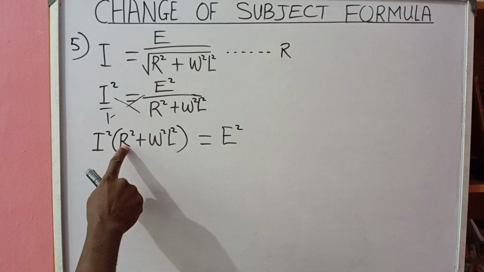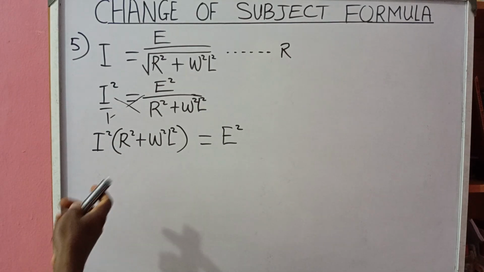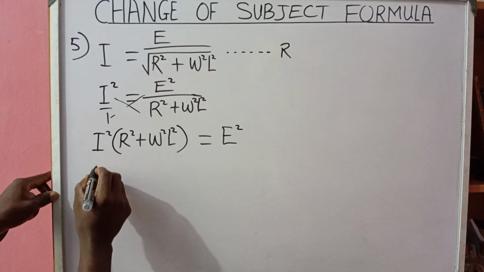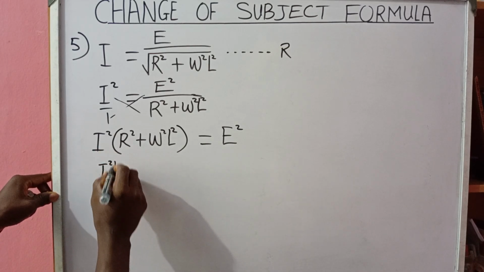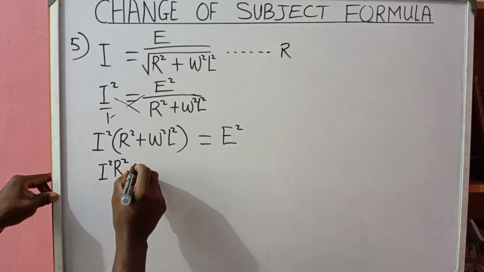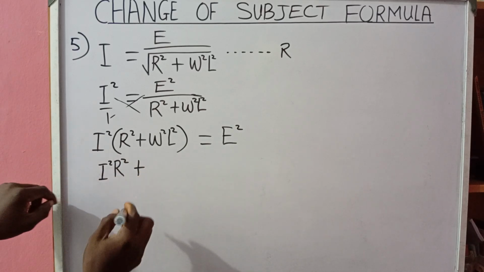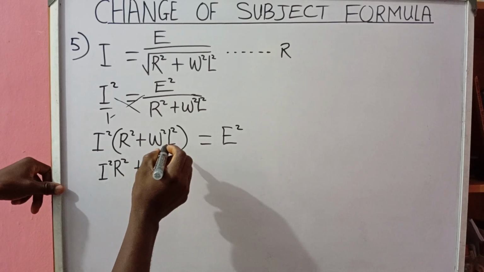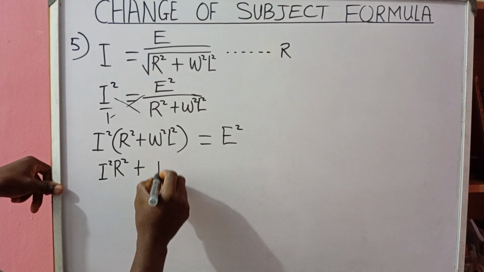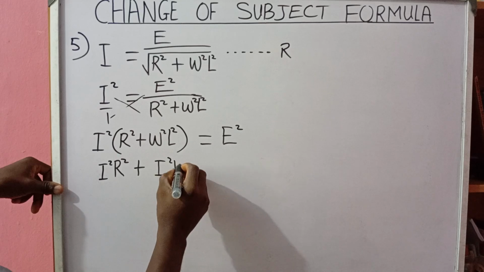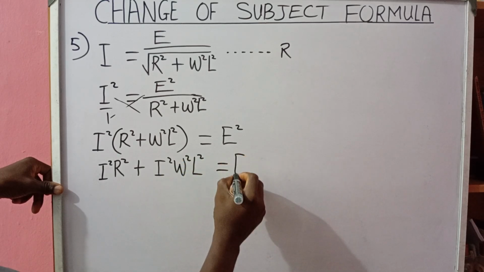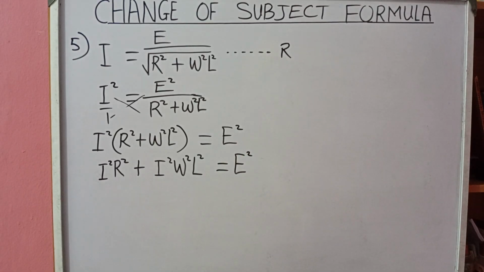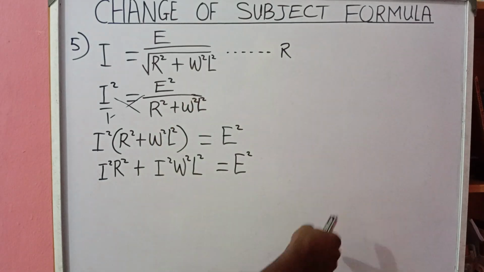The next thing we have to do is to open the brackets. What we are looking for is R. We are making R the subject of the formula, so we have to bring it out of the bracket. So that will now be I squared times R squared, which gives I squared R squared, plus I squared multiply W squared L squared, which gives I squared W squared L squared, equal to E squared. We are looking for R, so we have to take this to the right hand side.